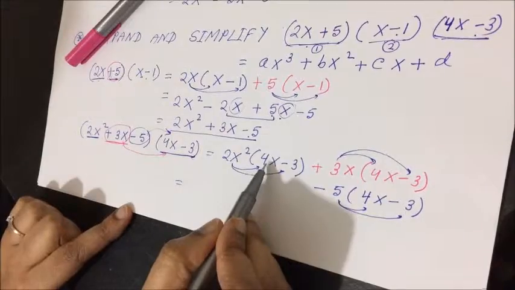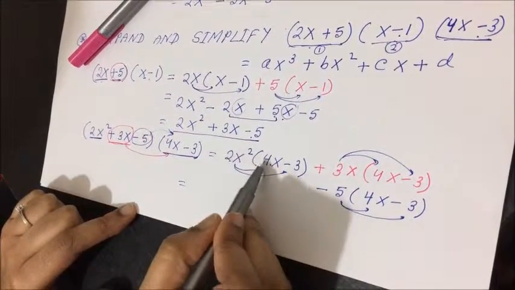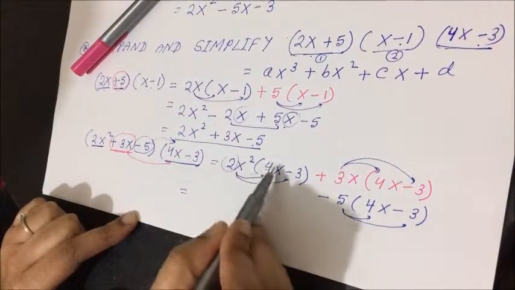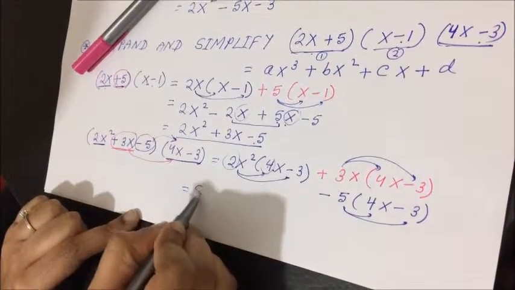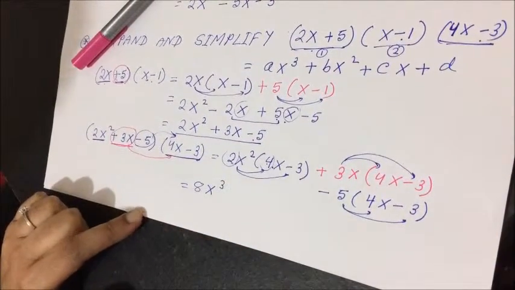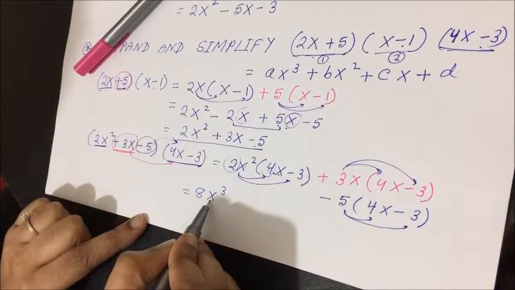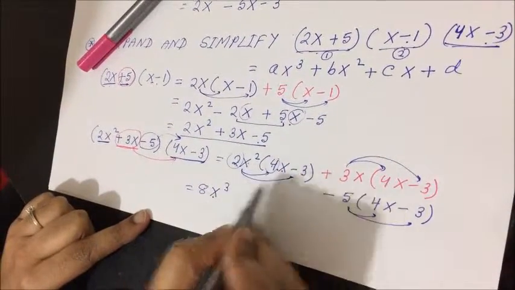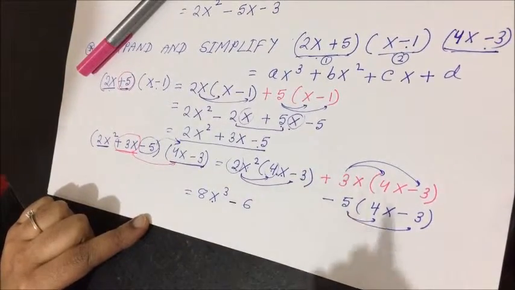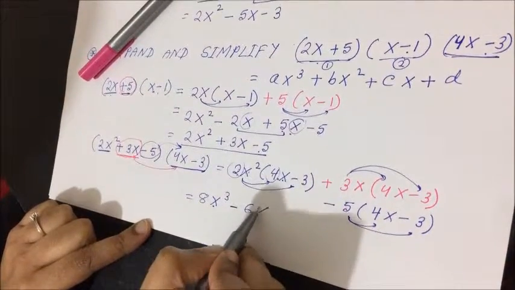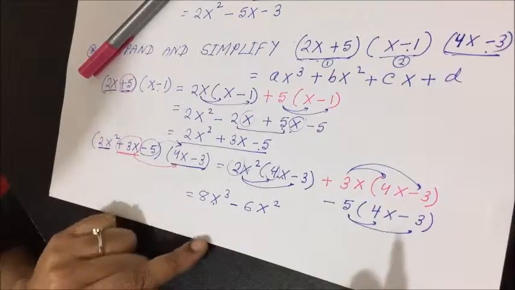So 2x squared multiplied with 4x. I need to multiply the number with the number. 2 and 4 give me 8x cubed. 2 and 4 is 8. x squared and x will be x cubed. 2 and 3 is 6, and x squared stays the same because I don't have any other x.